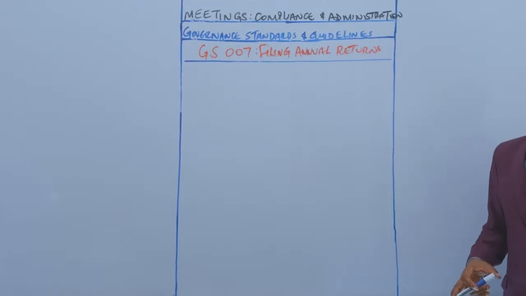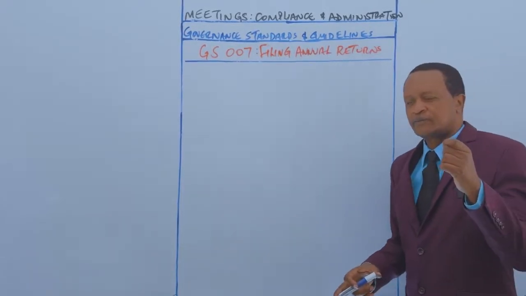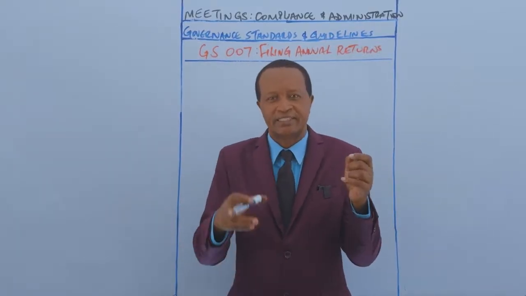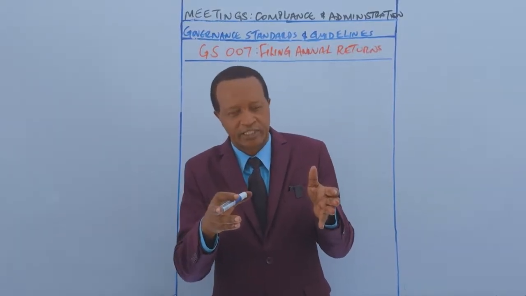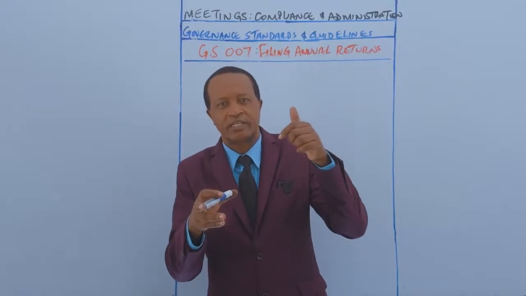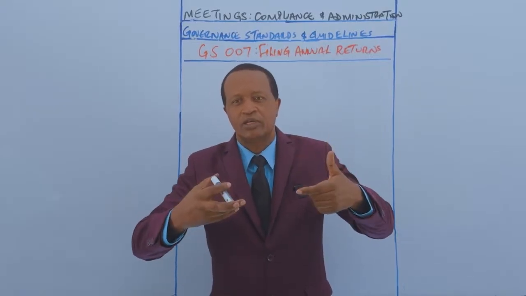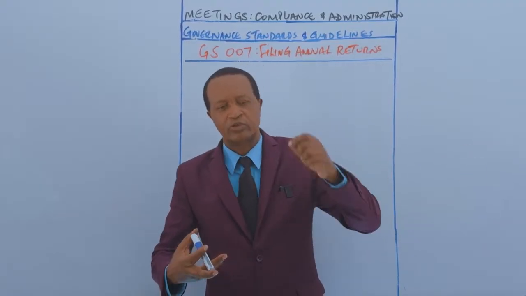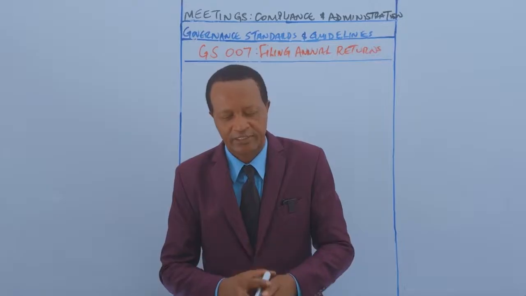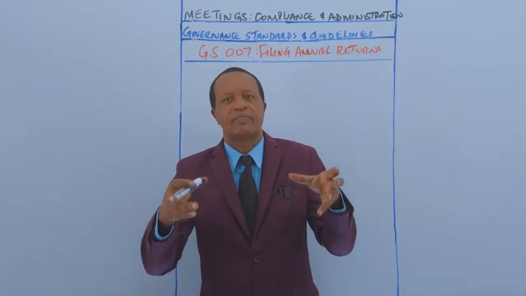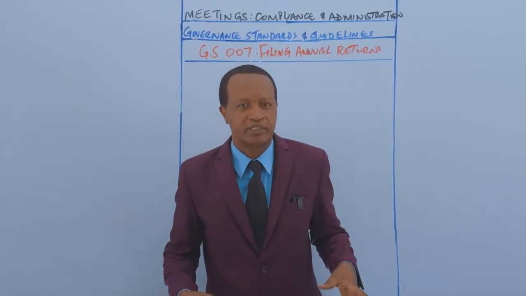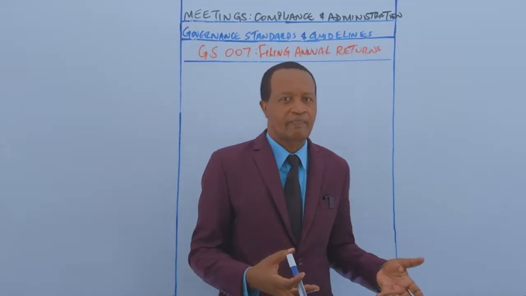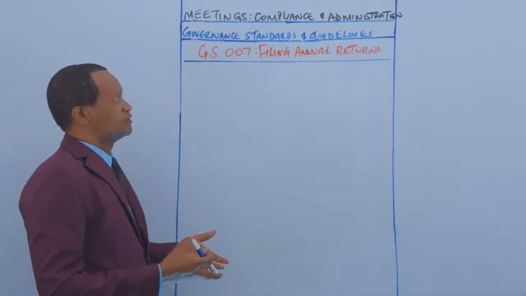So GS 007 is a standard that mandates that an organization provides a periodic health check to the registrar of companies, and that is to ensure transparency for the public, for the creditors, and for the investors. You understand? Yes.